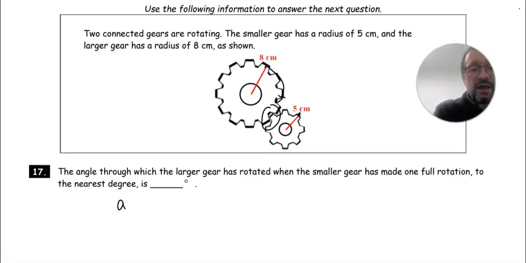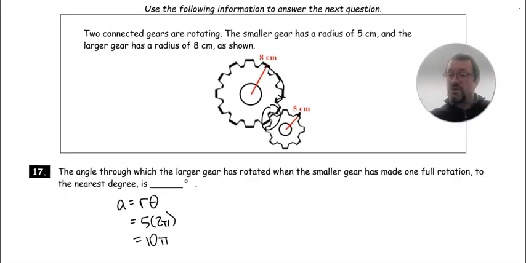So the arc length is going to be radius times theta, which in this case is going to be 5 times 2 pi. And so 10 pi. So that is the distance that one point goes all the way around here, and that's going to be the distance that it's going to force that larger gear to rotate here.